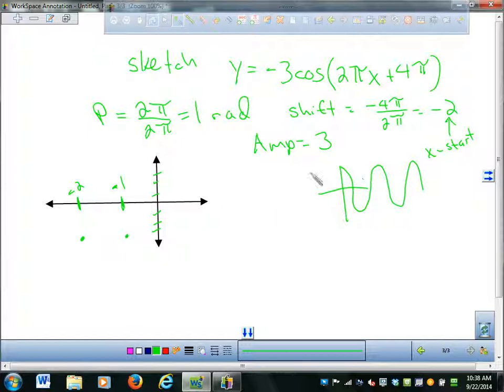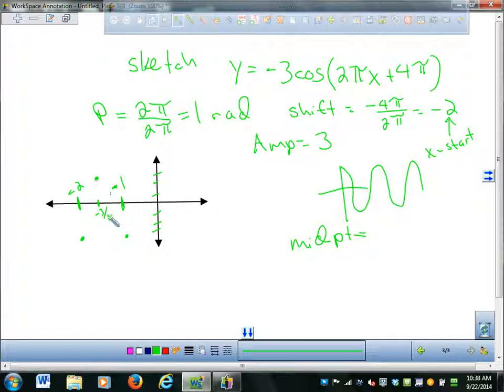So now I found my start point and my end point just by finding the period, finding the shift, and using the amplitude and this negative sign. Where's the midpoint? What's halfway between negative 2 and negative 1? Negative 3 halves. But what's going to happen at that midpoint? It's not going to hit here. Where's it going to go to? 3. I'm going to have a maximum there at 3.